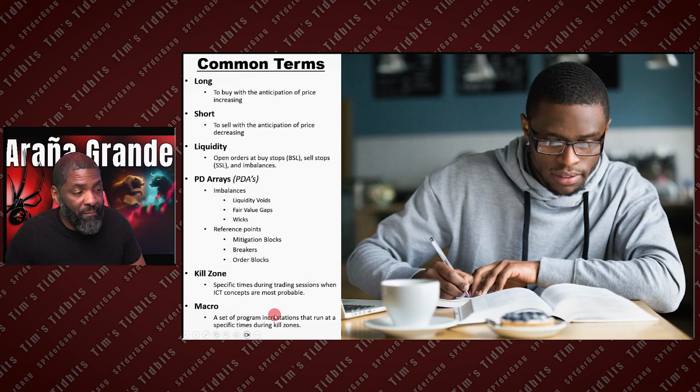A macro. A macro is a set of program instructions that run at a specific time during the kill zones. So it's a specific time during the kill zone when the macros run, and the macro is a set of instructions that tell the algorithm to do a certain thing. Right, so you got the kill zones, specific time. Then the macros is a specific time inside of the kill zones. Yeah, I know it gets complicated, but stick with me.